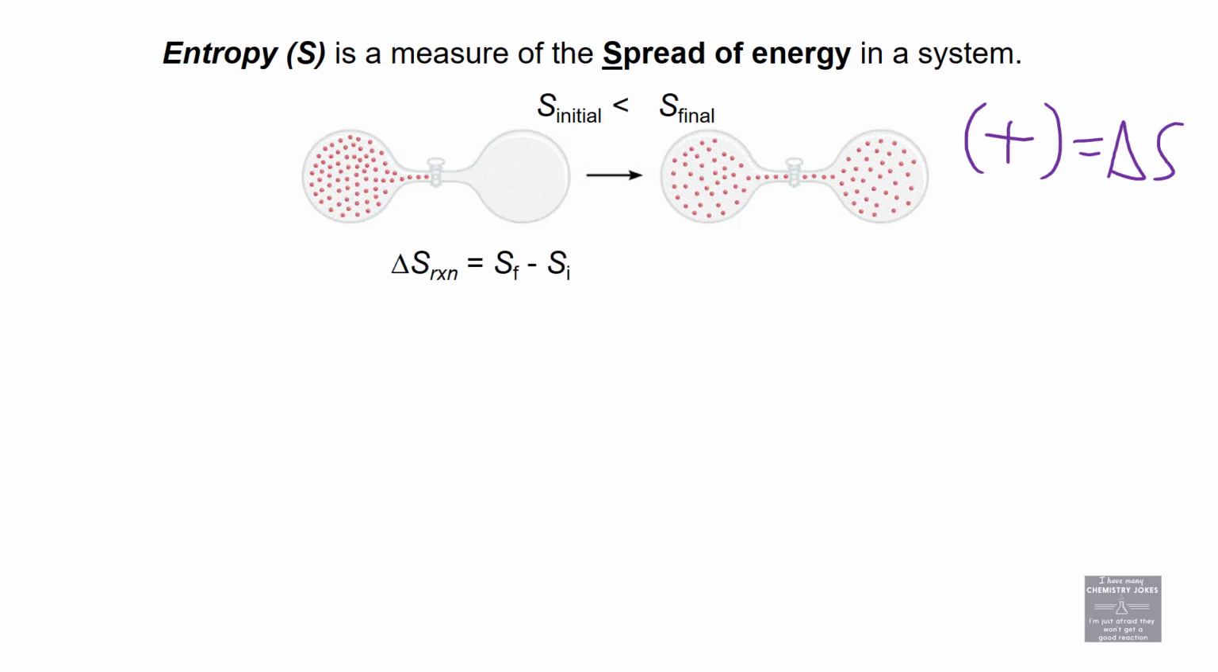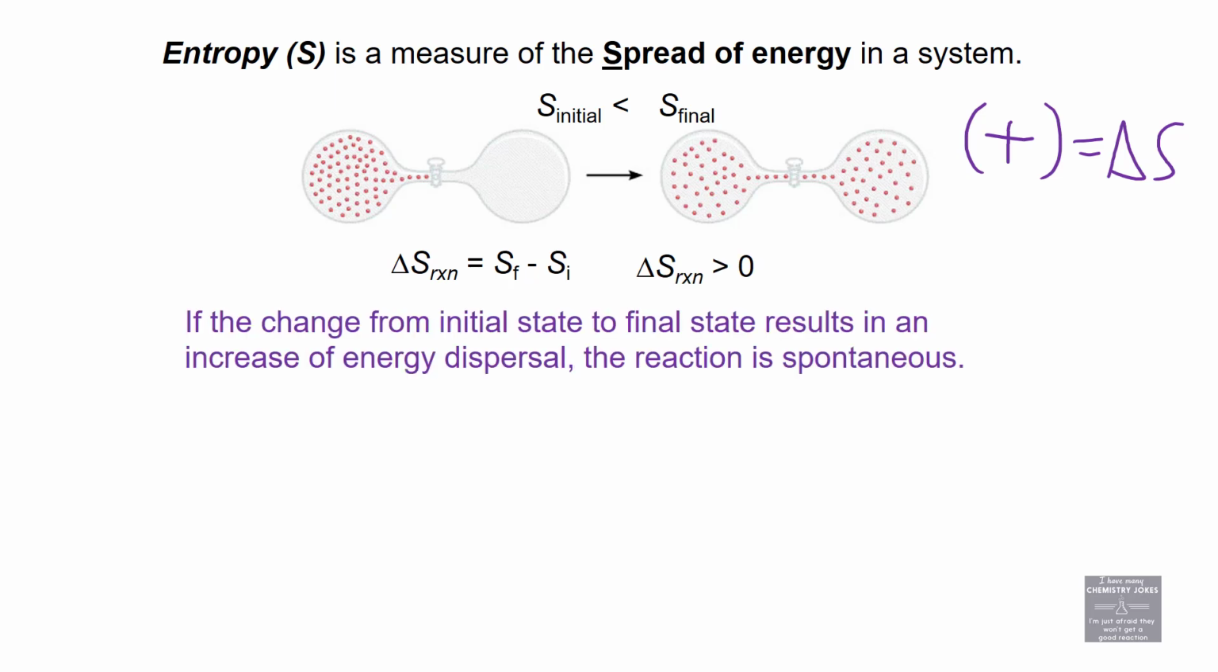Delta S reaction is final minus initial. Yeah, it's positive. If the change from initial to final results in an increase in energy dispersal, the reaction is spontaneous.